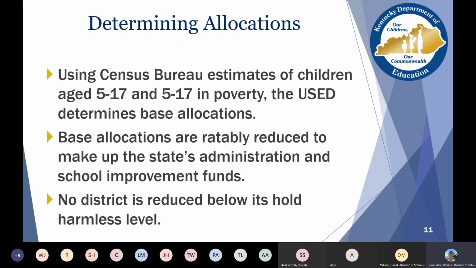So KDE receives the estimate allocation in December, and then at that point, the state's administration comes off first, and then the school improvement funds, in order to develop that grant, actually come off the top as well. What districts have to realize is that there is a hold harmless level, and districts will not be reduced below their hold harmless level, and those are generally shared with districts in January. Is that correct, David?